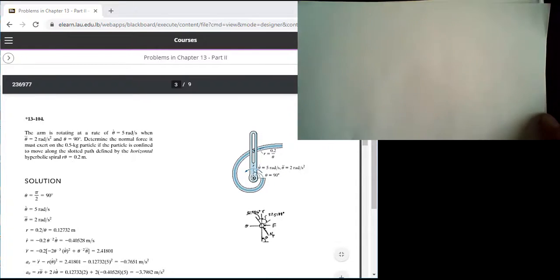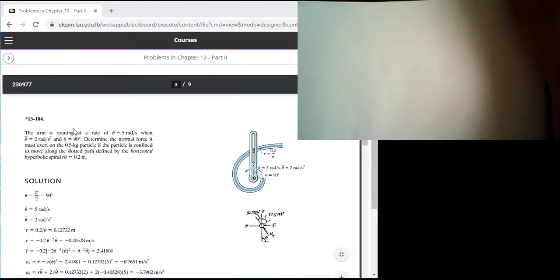So this problem here basically has an arm rotating, and the angular velocity of the arm is 5 radians per second. The angular acceleration of the arm is 2 radians per second squared, when theta is 90. We have to find the normal force.